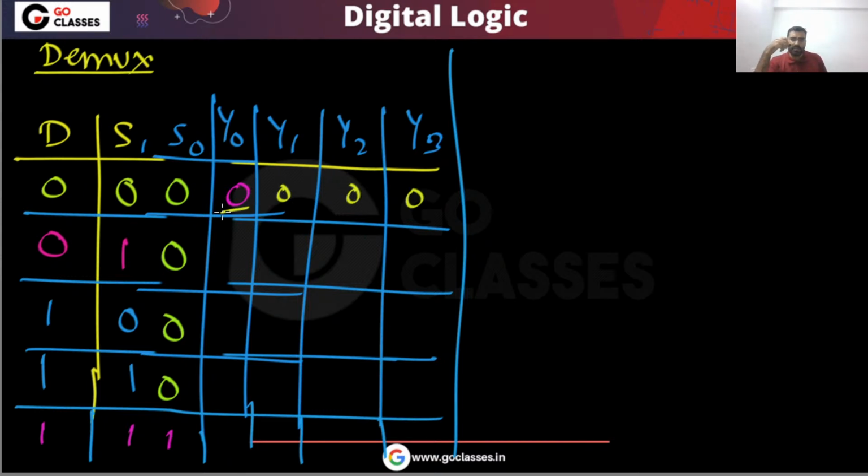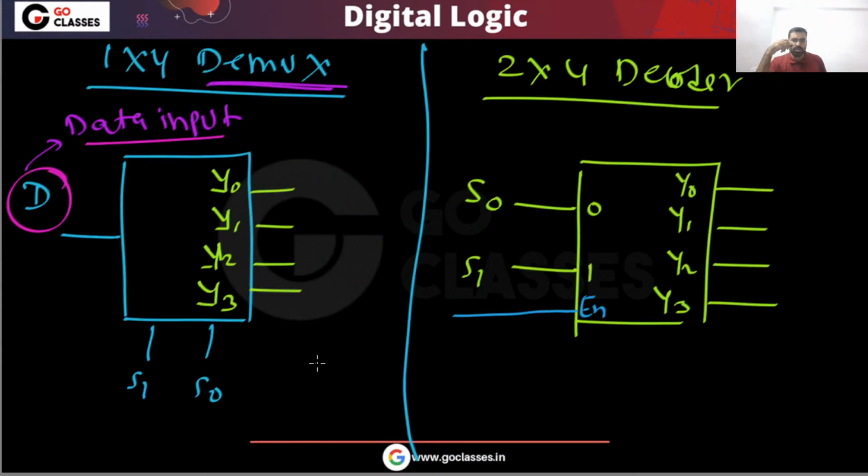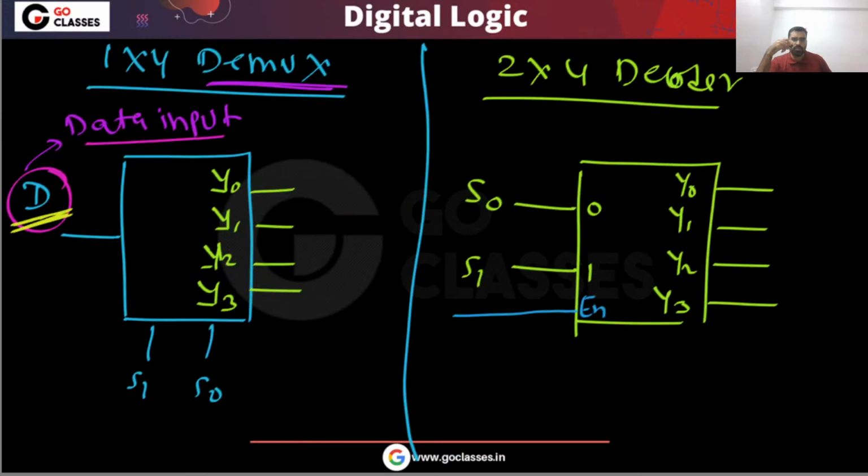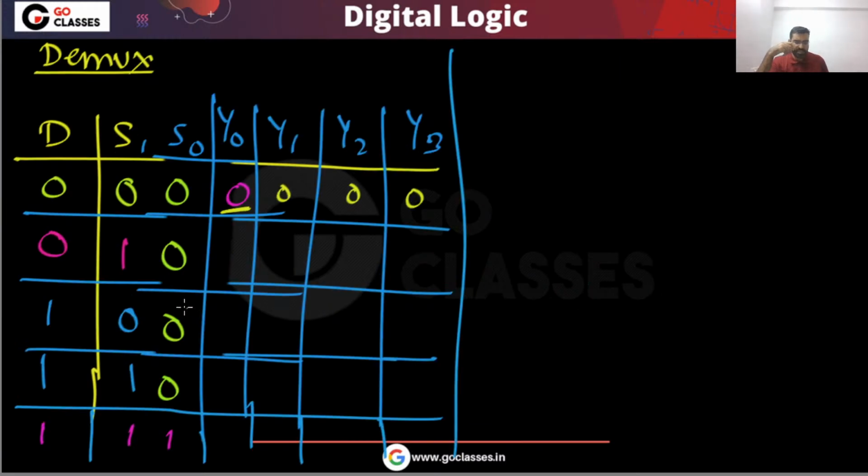Remember, this is data. Please understand, this is data. If both are 0, 0, then y0 will be equal to data. This data will go to y0. But you can notice that here the data is 0. So y0 will be 0 and all the others will be 0. This is what you need to understand.